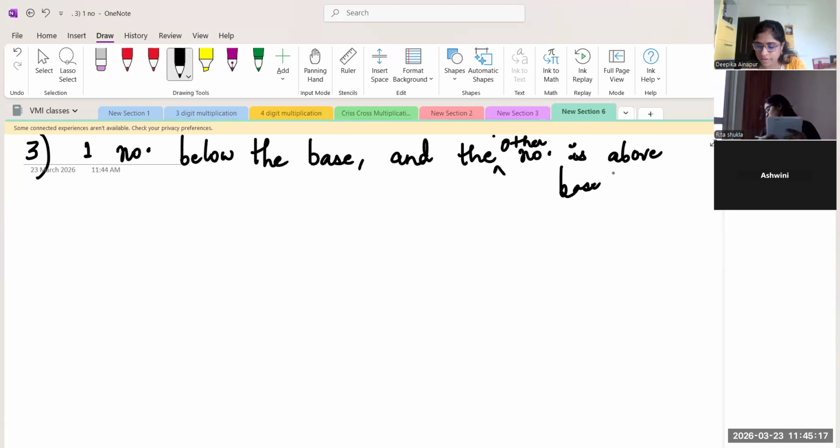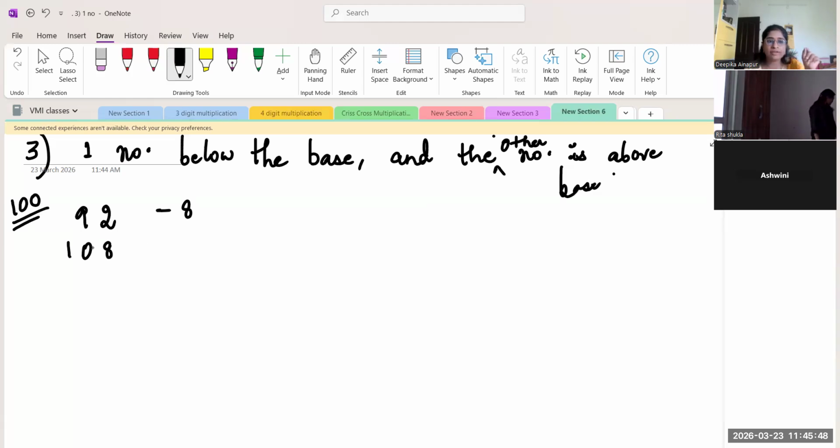Okay, this case we will discuss now. When one number is below the base and the other number is above the base. For example, I'll take it as 92 into 108. So here the base is obviously 100 only, right? And the common base only it should be. It cannot be a different base when we are doing this kind of thing. So the base is 100. 92 minus 100 will be minus 8. And 108 minus 100 will be plus 8, right?